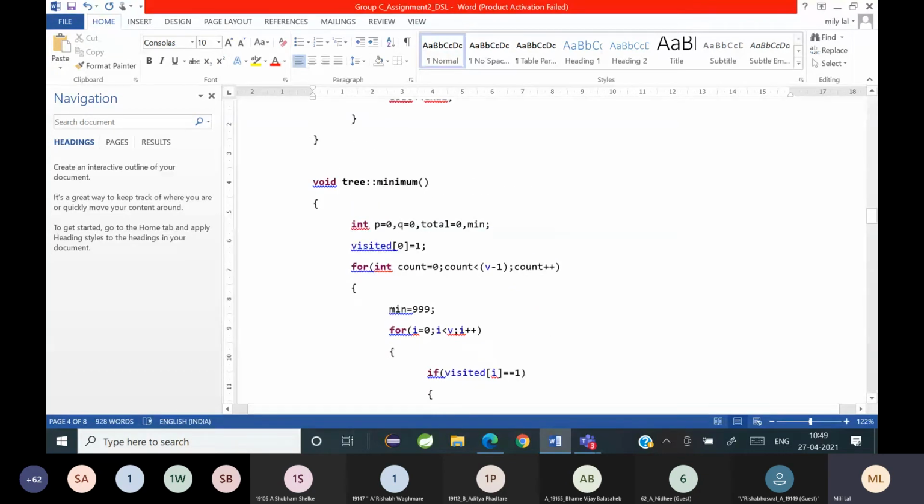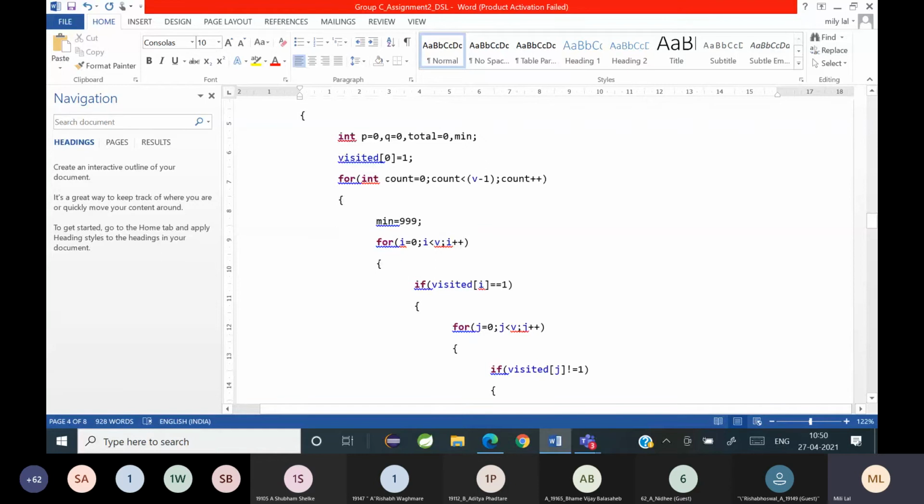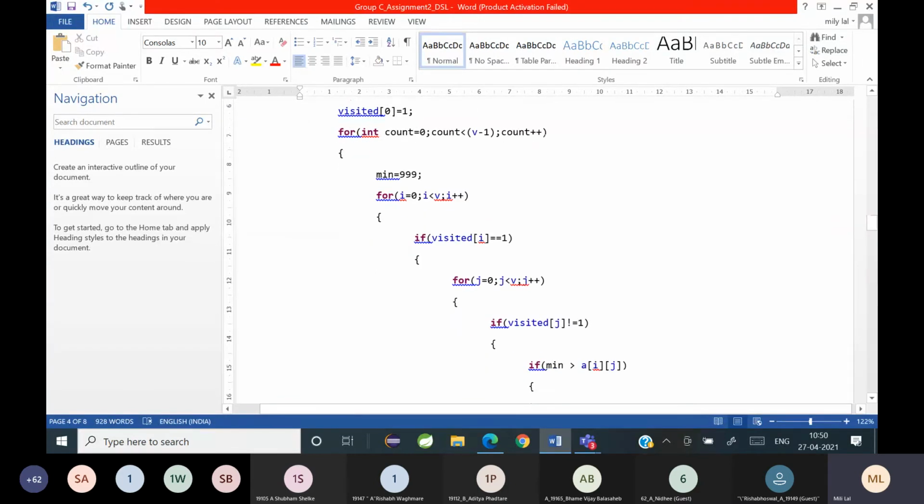So I'll just explain it once again. What are we doing here? We are starting from the 0 index. You're setting that as visited and you are initializing minimum as 999, because that is a value which we have initialized in the matrix, and in theory you say infinity, so that's why minimum is equal to 999. And how many times are you going to perform the loop? Until you have covered all the vertices. So you are putting the loop as per the count of vertices.